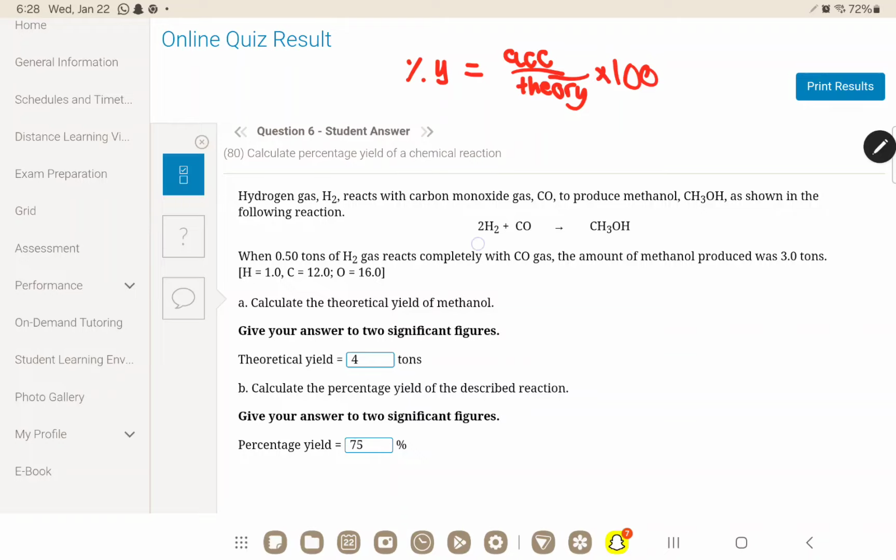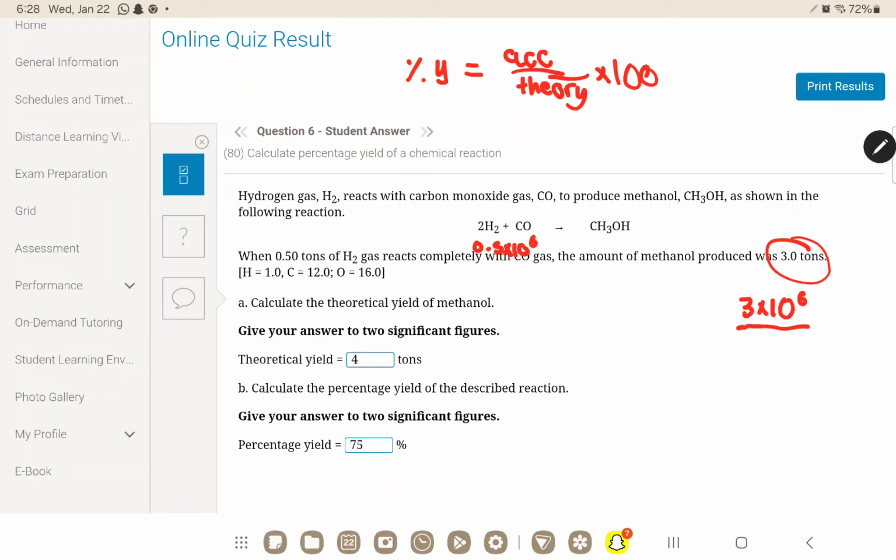So here you have 0.5 tons, so 0.5 times 10 power 6 being used, and the amount of methanol produced, when it tells you produced, this is your actual. So that's 3 tons. So 3 times 10 power 6 is your actual, and we're going to put that over the theoretical when we find it. So this number, you're going to multiply it by how many tons of CH3OH do you get?